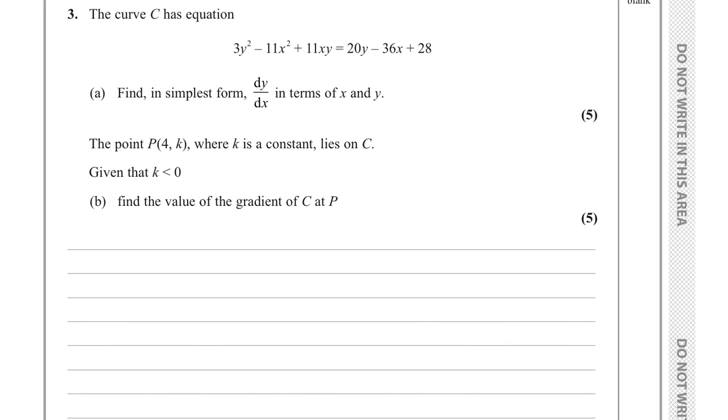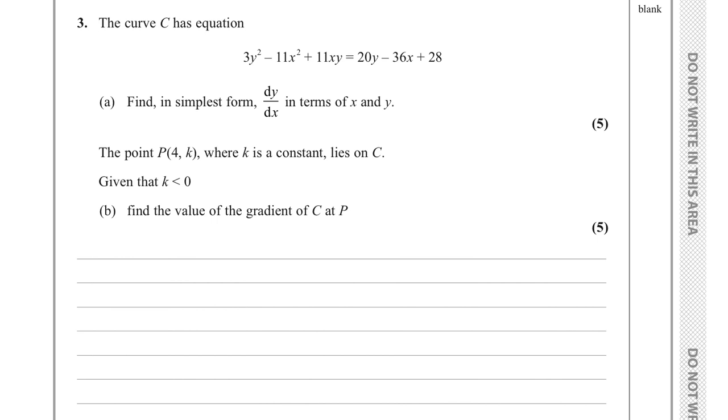Okay, question 3. The curve C has equation. Find dy by dx in its simplest form. Okay, this is lovely then, isn't it? Okay, 3y squared. So we know this is implicit differentiation. So what we're going to have, bring the power down, 6y, and then because we've differentiated with a y, what are we going to put? Absolutely, dy by dx. Next up, minus 11x squared, we know that this is 22x.